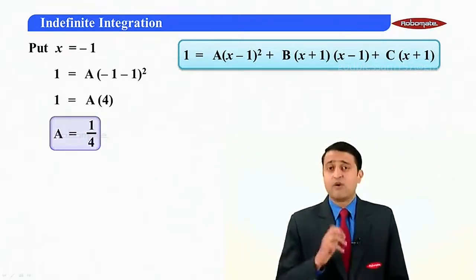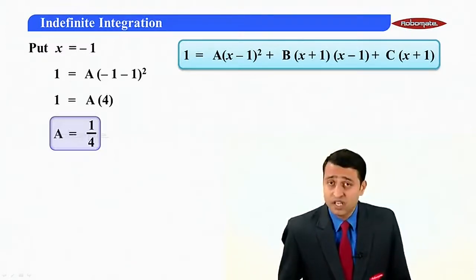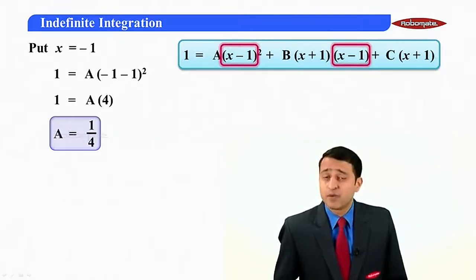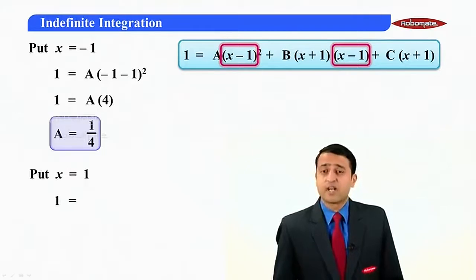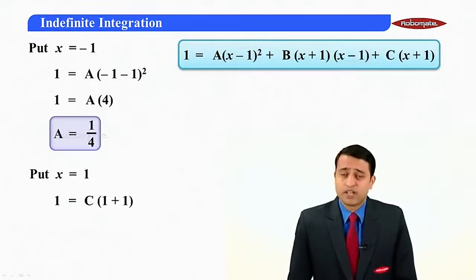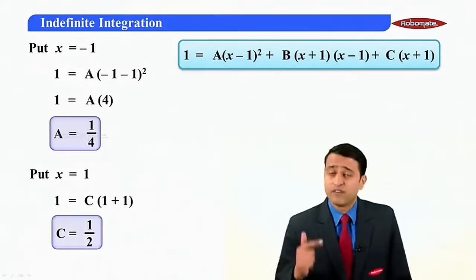Correct? Now after we get the value of A, in this type of sums we will be able to get the value of C. Now to get the value of C, what we are going to do is we'll put x is equal to 1. So if I put x is equal to 1, on the left hand side I get 1 is equal to, on the right hand side I get C into (1 plus 1). That is nothing but C is equal to half. We've got the value of A, we've got the value of C.